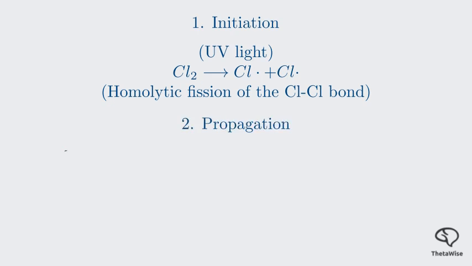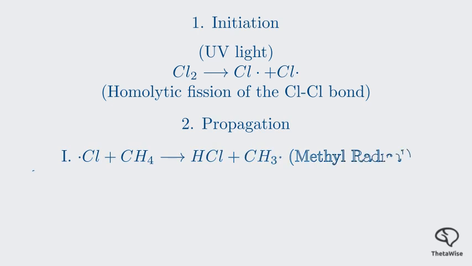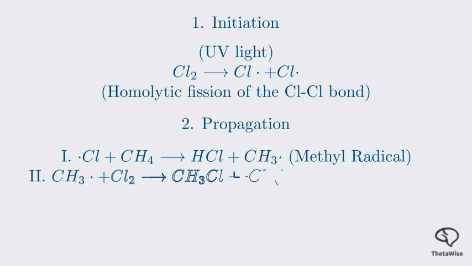In the second step of propagation, this new methyl radical reacts with another stable chlorine molecule. It pulls off a chlorine atom, forming the product chloromethane, CH3Cl, and regenerates a new chlorine radical. This means a new radical is produced to continue the chain. This is why it's a chain reaction.